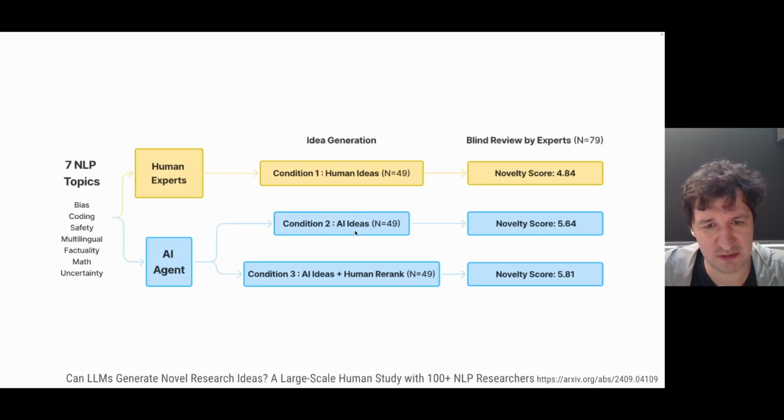In one, AI was just generating ideas, and then AI was deciding which ideas are the best. And in the third condition, it was still ideas generated by AI, but now it was humans who were selecting the best ideas. And they discovered that this last scenario actually was the best. So novelty was measured by experts, and the novelty score was the highest for AI plus human, and it was actually higher for AI ideas compared to just human ideas.